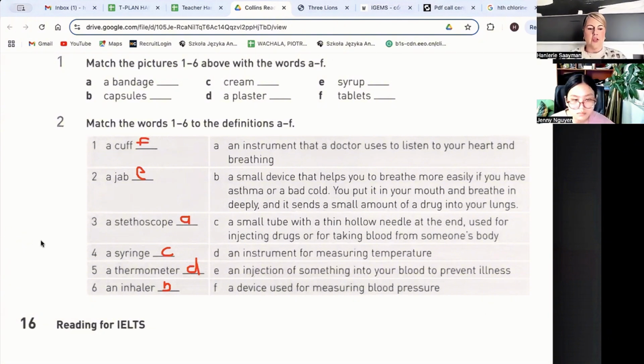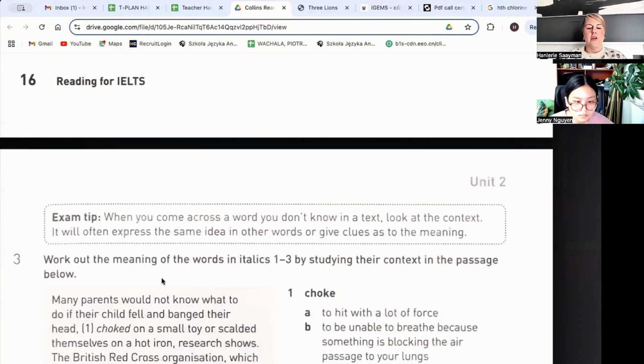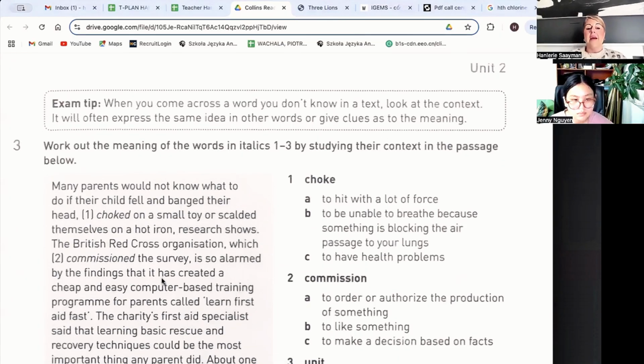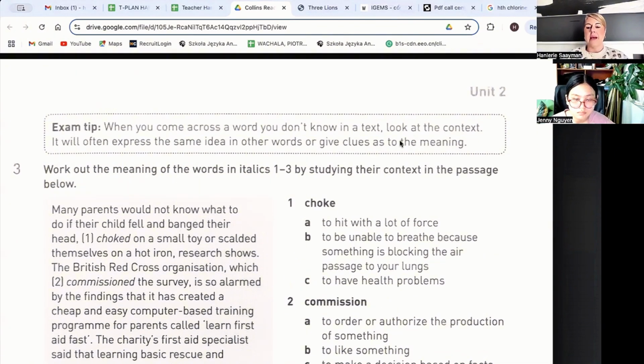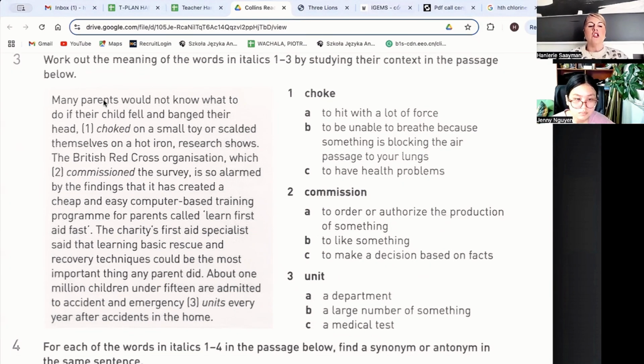No. That was good. Okay, so now, when you come across a word you don't know in a text, look at the context. It will often express the same idea in other words or give clues to the meaning. Work out the meaning of the words in italics, number 1 to 3, by studying their context in the passage below. First, Jenny, can you please read the text for us?